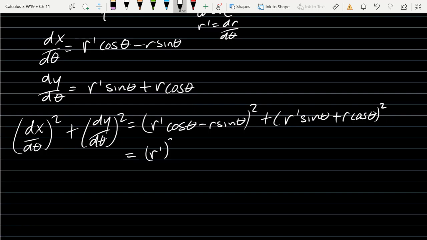And writing r prime squared, I strongly recommend don't write r to the 1/2 power. So use some extra parentheses to write r prime squared. Don't write it like that. That is not the way to write r prime squared.